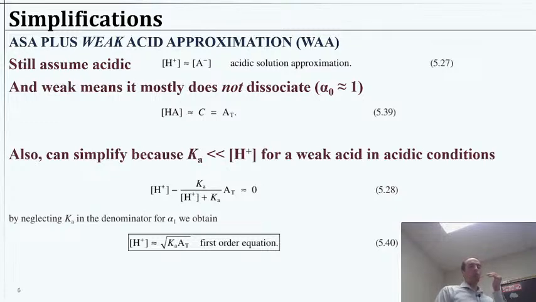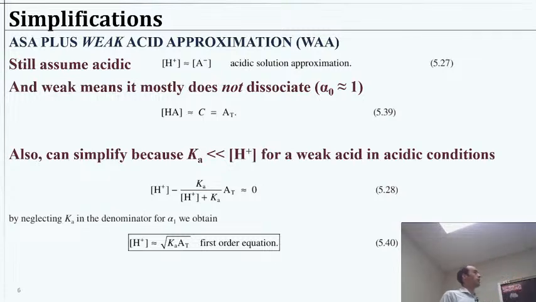Okay, so that was an approximation for when we have just one simple acid, HA. Well, what happens if we have a weak acid, meaning it's not going to fully dissociate? What can we assume then? So here is the acidic solution approximation plus a weak acid approximation. And the weak acid, so we're still going to assume it's acidic, right? So we still have the H plus is essentially A minus.